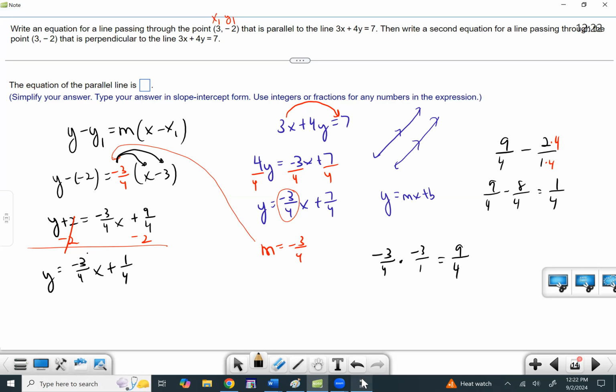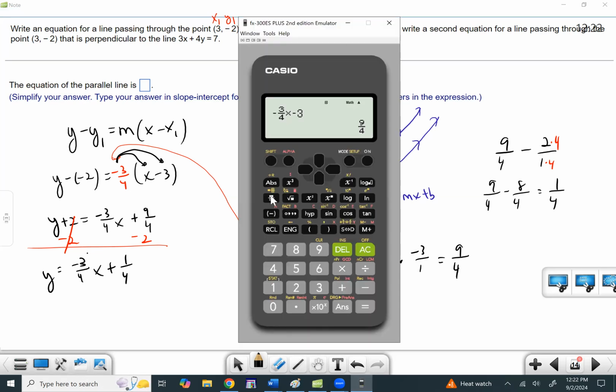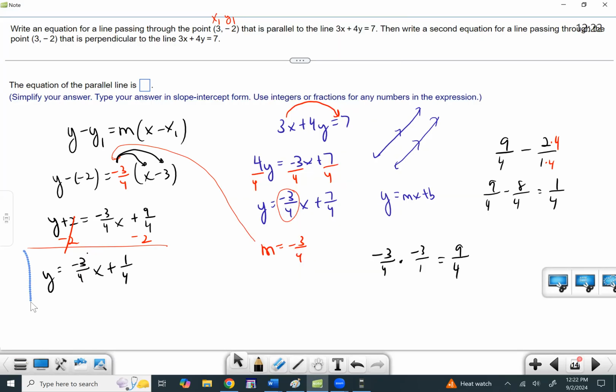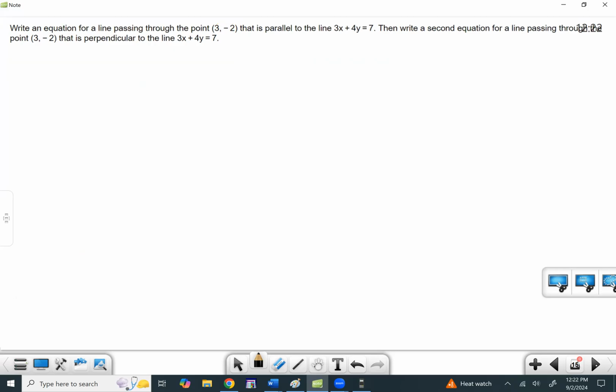If you want to use your calculator, we do 9/4, right arrow to get out, minus 2. And there's our 1/4. So we have just found the line that is parallel. Now we have to find the line that is perpendicular.